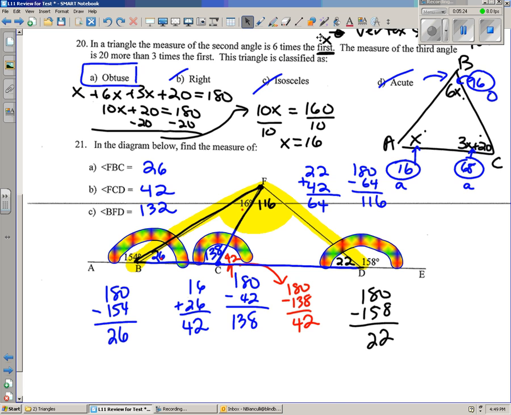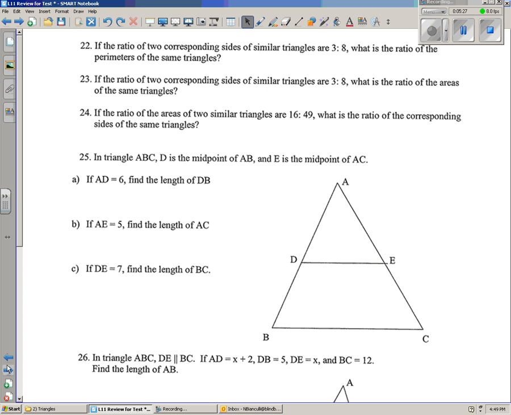Next up, next page, number 22, it says if the ratio of the two corresponding sides of similar triangles is 3 to 8, what is the ratio of the perimeters? And the ratio, you have to know that the ratio of the sides and perimeters are identical. So this is also 3 to 8. Next question says if the ratio of the two corresponding sides are 3 to 8, what is the ratio of the areas? To go from the sides ratio to the area ratio, you square the numbers. So 3 squared is 9, and 8 squared is 64.